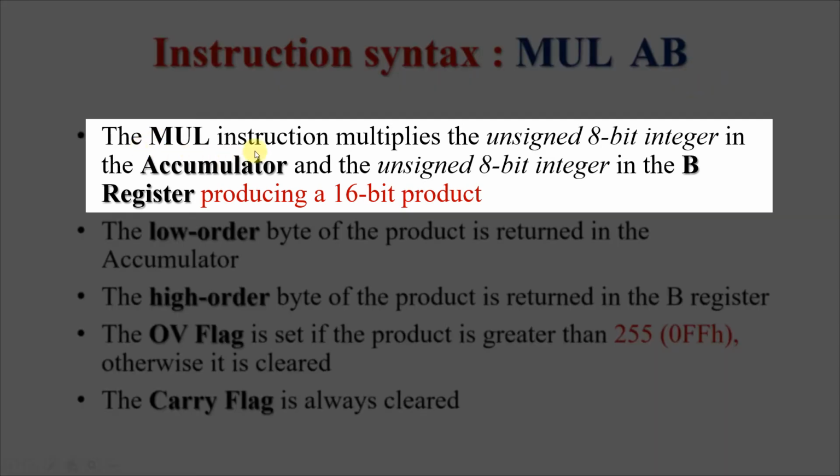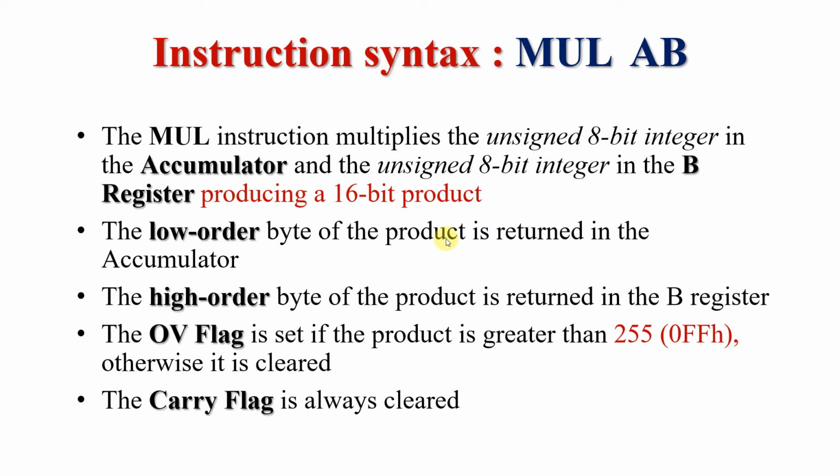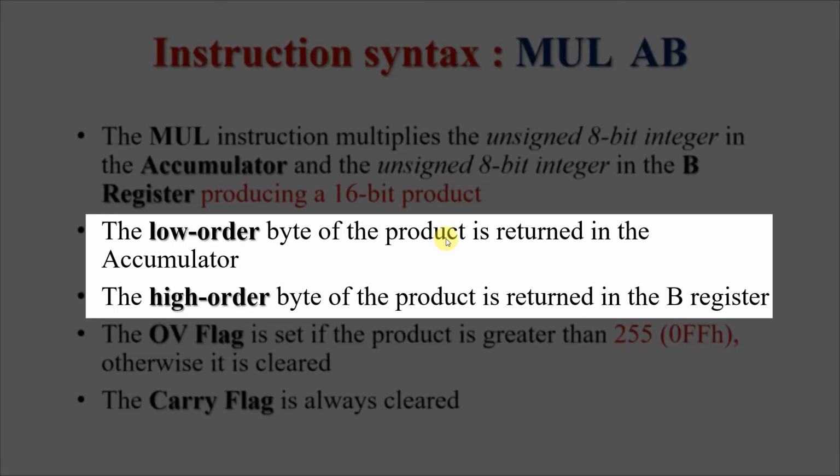MULAB. The MUL instruction multiplies the unsigned 8-bit integer in the accumulator and the unsigned 8-bit integer in B register, producing a 16-bit product. So the two input arguments for multiplication are to be placed in the accumulator register and the B register. After the multiplication is performed, the lower order byte of the product is returned in accumulator and the higher order byte of the product is returned in B register.